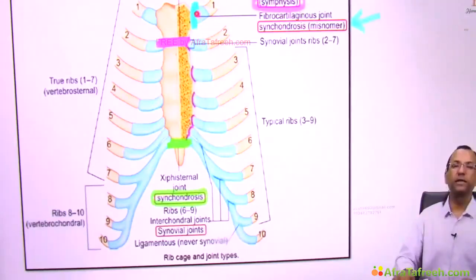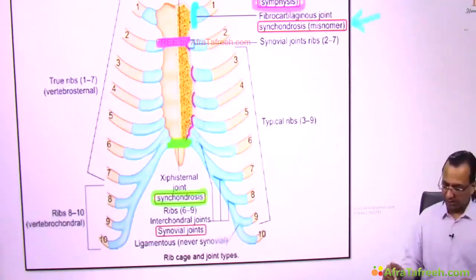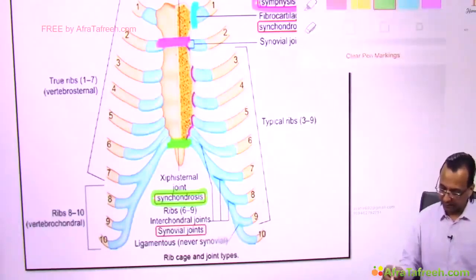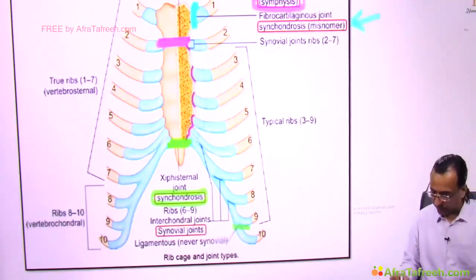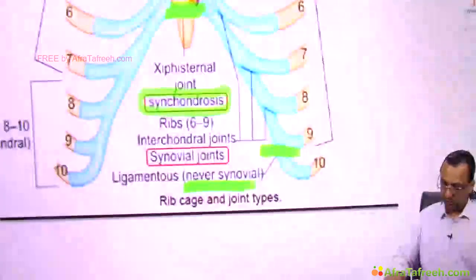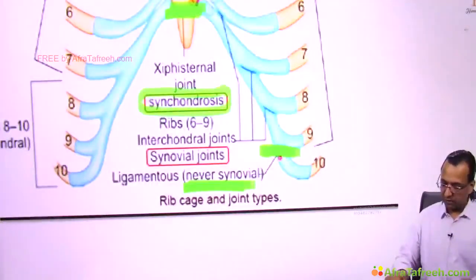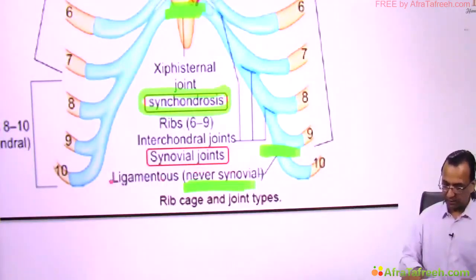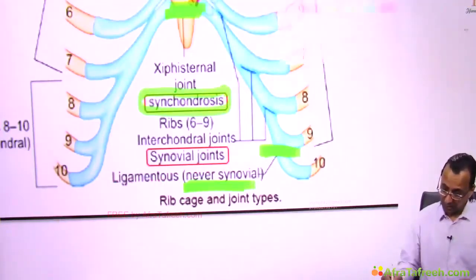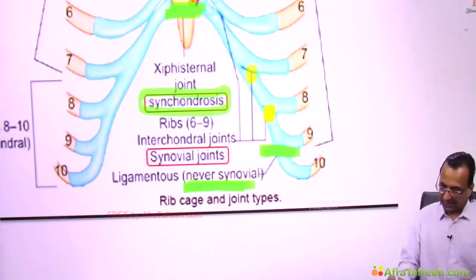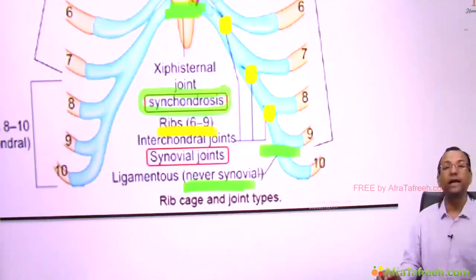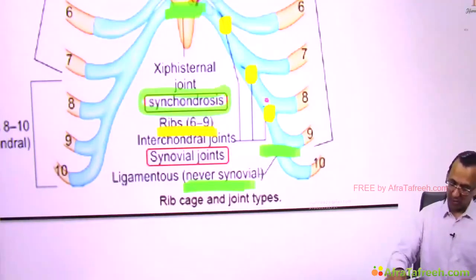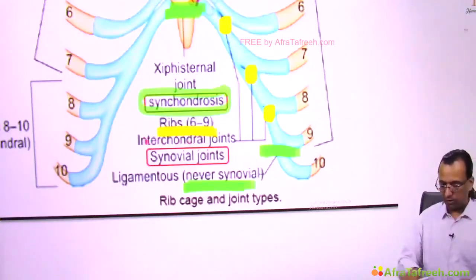And what about the 10th rib? The 10th rib is also not having a synovial joint. Then what is it? It is never synovial. It is some ligamentous joint. So this is the 10th rib, not synovial, and it is ligamentous. Otherwise, if you say rib number 9, 8 or 7, whatever, they're asking rib number 6 to 9, what are they having? Rib number 6 to 9 or whatever ribs here, they are interchondral joints, they are all synovial.